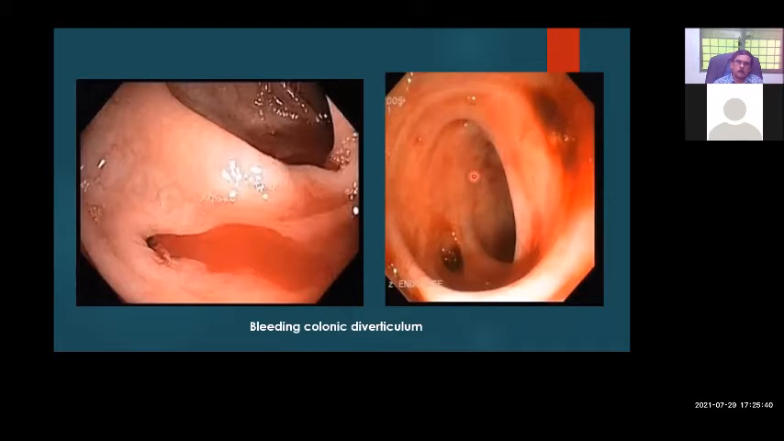Okay, here is a colonoscopic picture of a bleeding diverticulum. It's the ostia or mouth from which the blood oozes out. Here it shows multiple diverticula in the colon which have stopped bleeding. Okay, you see here, stopped bleeding. Here also has stopped bleeding. So these are pictures of bleeding diverticulum.